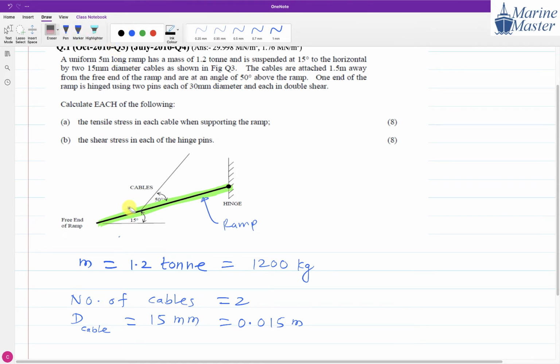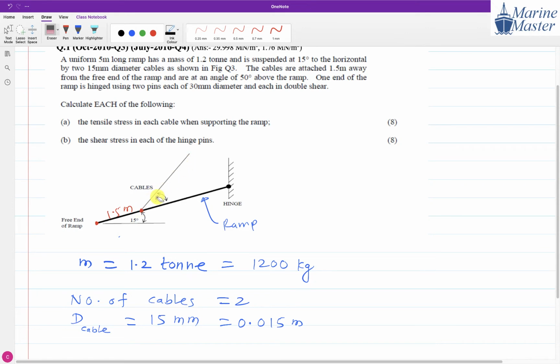The cables are attached at 1.5 meters from the free end, meaning from this end. Try to understand the things here carefully. From this point to this point, the distance is 1.5 meters. So the cables are attached 1.5 meters from the free end, at an angle of 50 degrees above the horizontal, so above the ramp.